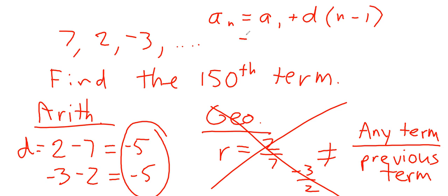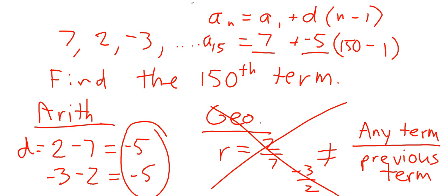Okay, so what goes in this blank? First term. Which is? 7. And what goes in that blank? Negative 5. Nice. And then what goes in for n? 150. Nice. Because we are looking for the 150th term. Right.